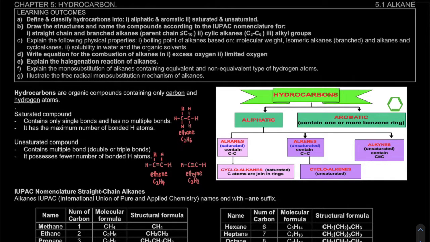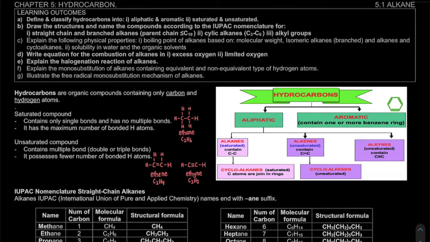Okay, so since it is an unsaturated compound and contains the double or triple bond, hence it possesses a fewer number of hydrogens. The same goes for ethyne here. Ethyne is actually the alkyne where it has a carbon-carbon triple bond. Okay, so that is actually only the introduction.